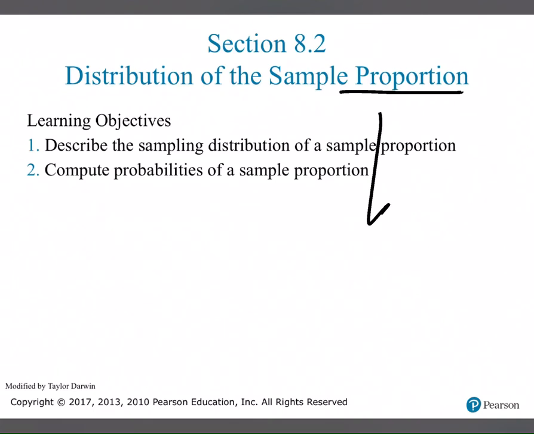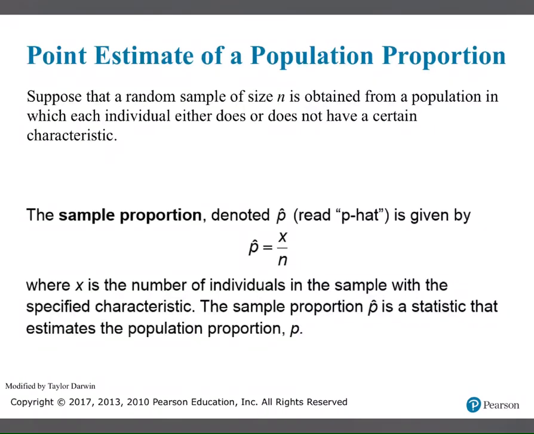Proportions can be percentages, fractions, decimals. Those are basically the three main types of proportions. And so a point estimate is simply something that estimates a population. And so our point estimate is going to be denoted by a p hat. And that p hat looks like a p with a hat on it.